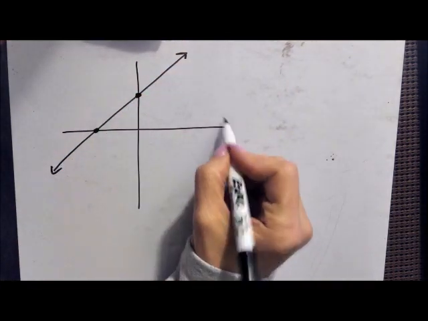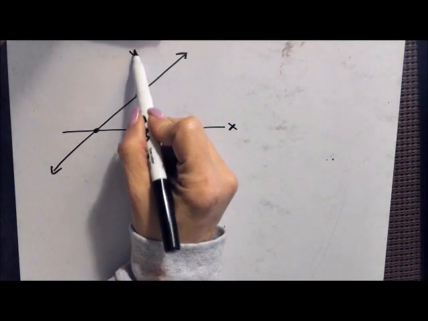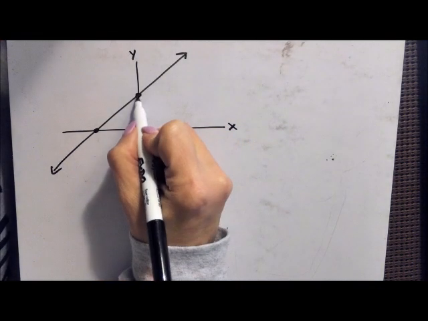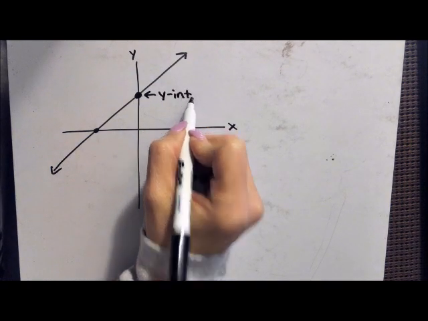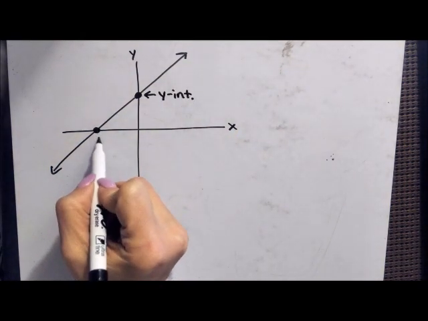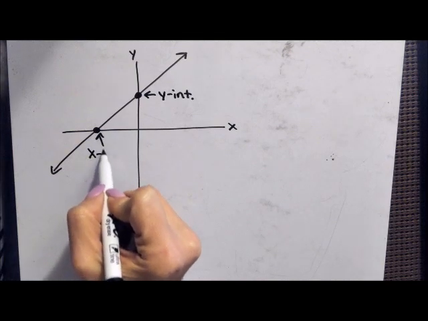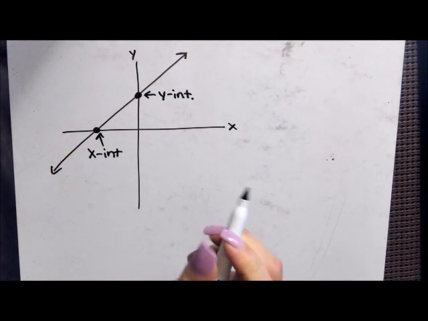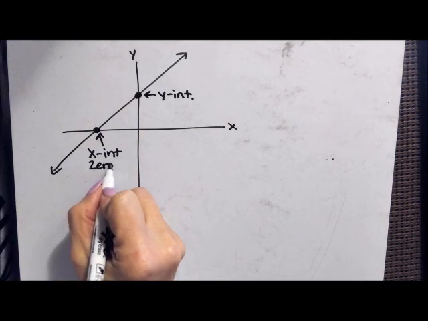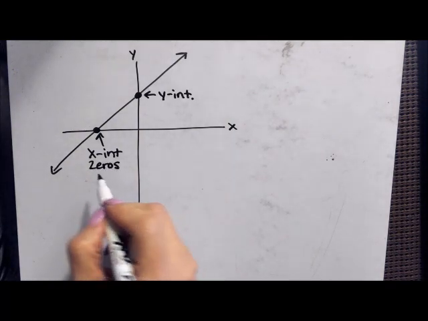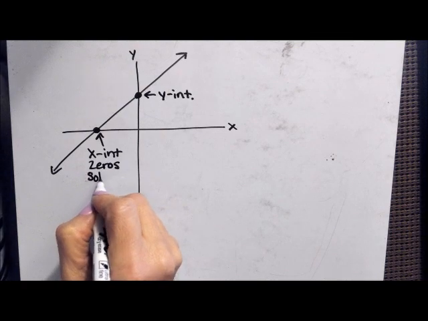All right, so this is our x-axis, this is our y. Key features. This is the y-intercept, and where I cross the x-axis, this is the x-intercept. Now, x-intercept is also known as the zeros, and we also call it the solution.